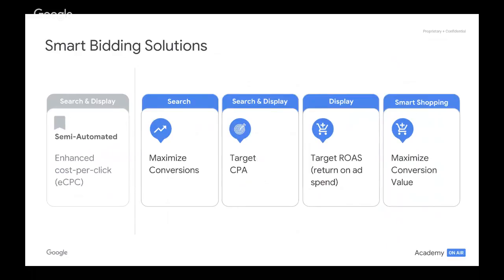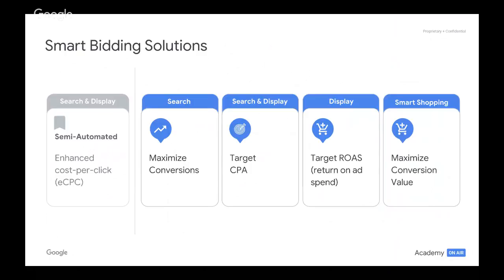So here on the right-hand side are our main fully automated bidding solutions. Here we have maximize conversions, target CPA, target return on ad spend, and maximize conversion value, which is currently available on smart shopping campaigns. The main three we're going to run through today are maximize conversions, target cost per acquisition, and target return on ad spend. On the left-hand side, grayed out, we have enhanced cost per click, which we would consider a semi-automated strategy, as you still set your own manual CPC bids. But when we talk about smart bidding solutions, we're really talking about these three in the middle.